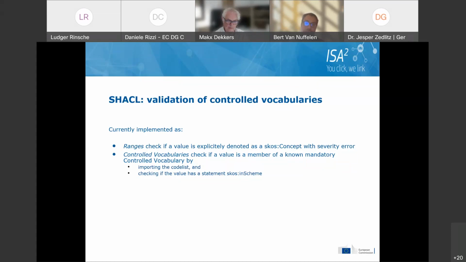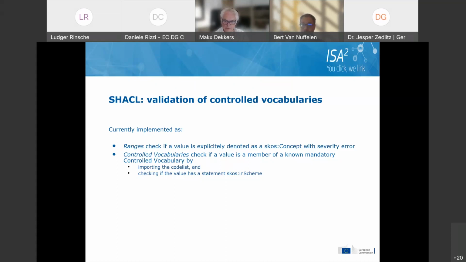And if we look in the controlled vocabularies file, the SHACL shape template, there we check whether or not a value is a member of a known controlled vocabulary. What we do there is import the code lists, and then we check if the actual supplied value in the data has a statement SKOS inScheme to that controlled vocabulary that we expect.